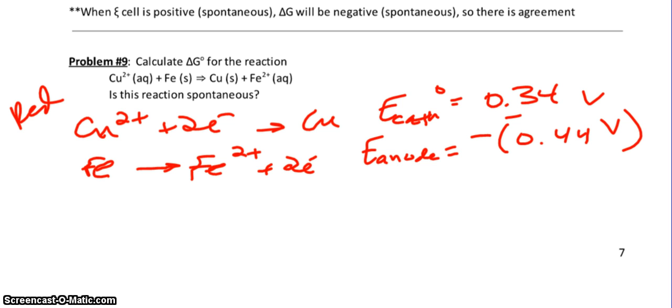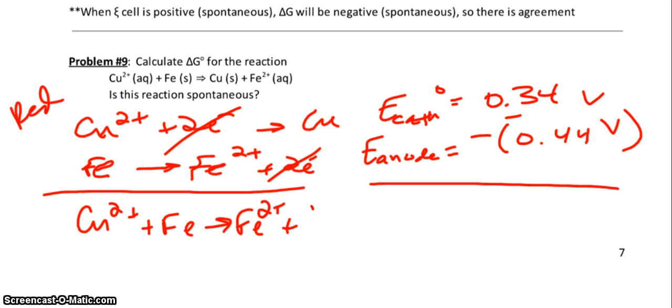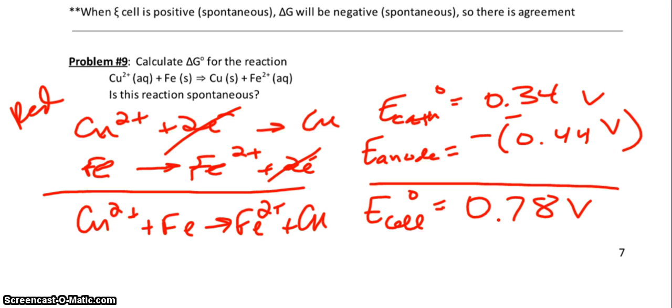And so when I put this together, notice I don't have to do anything funky with my electrons. They are the same numbers, so they do cancel out. Notice my equation is also balanced with number of atoms, and the charges all work out. And so my E of my cell is equal to positive 0.78 volts.